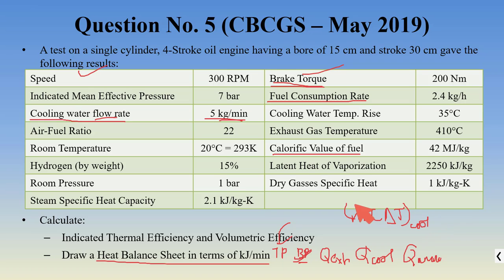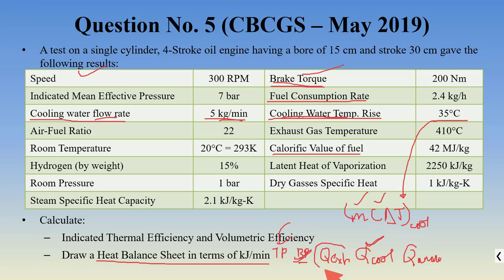So they have given us the mass flow rate of coolant. We know the specific heat capacity of coolant; it is water, and water specific heat capacity is 4.18 kilojoule per kg Kelvin. And what is delta T of coolant? They have given the delta T of coolant also over here: cooling water temperature rise 35 degrees Celsius. They have directly given us delta T, so we can find the heat loss to coolant as well.